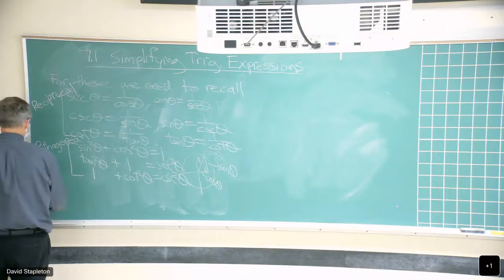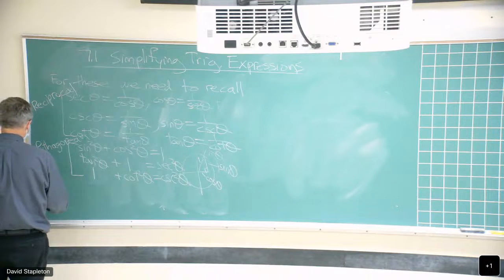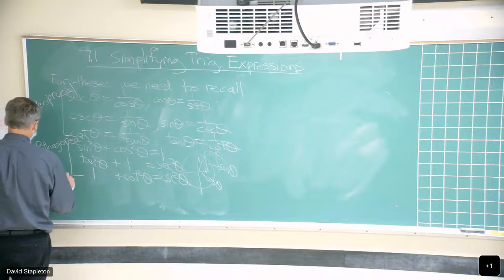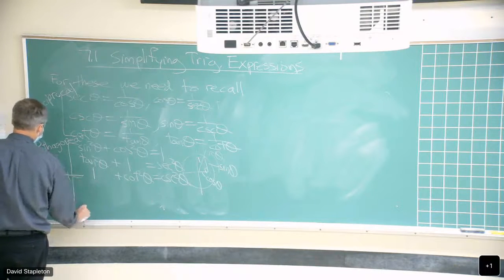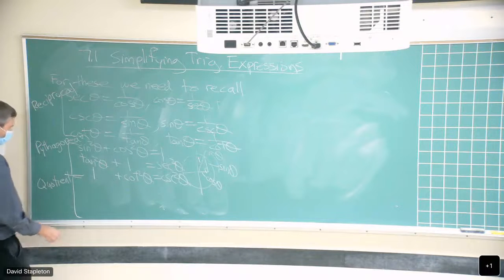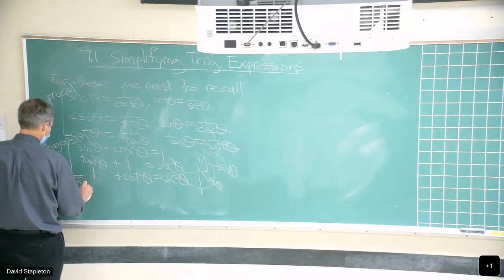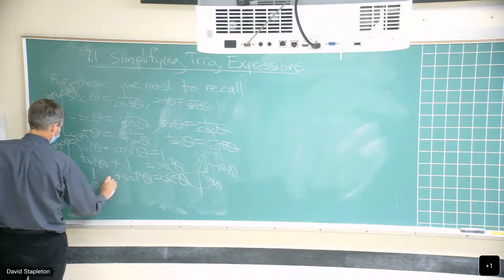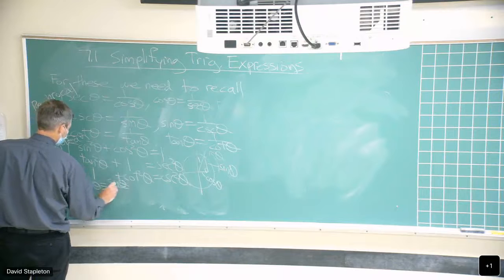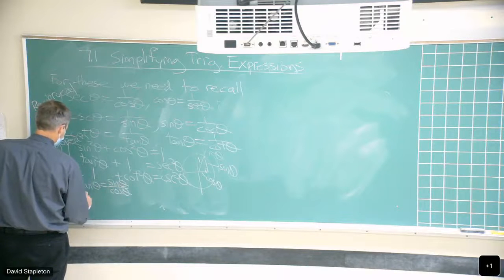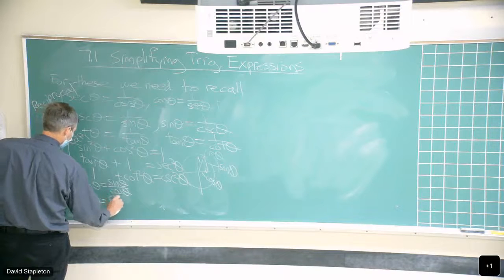Then we have the quotient identities, which I alluded to here. We were using them, right? Quotient identities say what? Each one of these, the tangent and cotangent, is the quotient of the sine and cosine. We call the tangent theta the sine theta over cosine theta. And cotangent theta is cosine theta over sine theta.